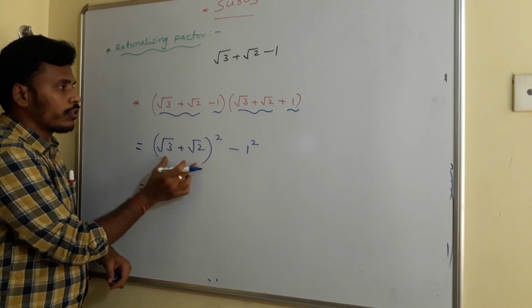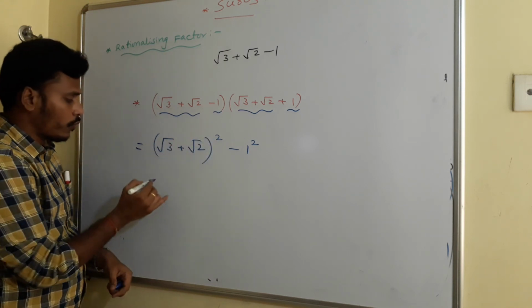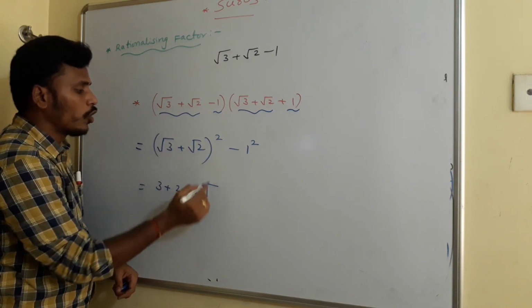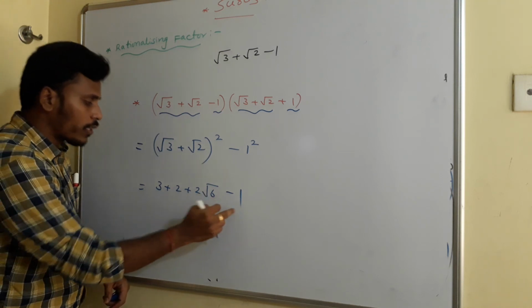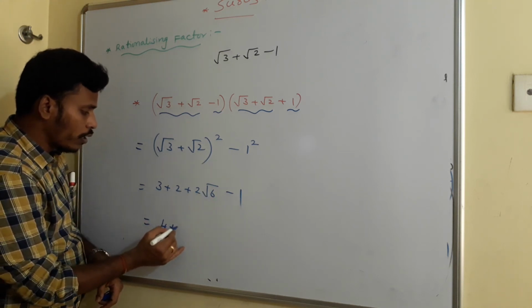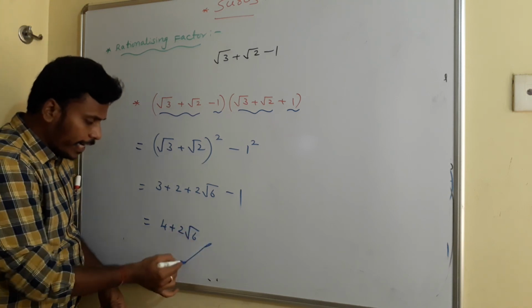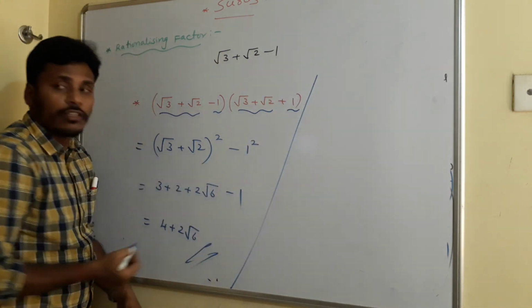Now what is this root 3 plus root 2 whole square? Again it is of the form x plus y whole square. So 3 plus 2 plus 2 root 3 into root 2, which is root 6, minus 1. 3 plus 2 is 5, minus 1 is 4. Now this is 4 plus 2 root 6. But it is not a rational number. Since it is not a rational number, you still need to simplify.